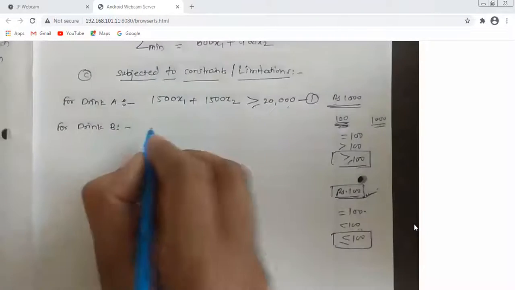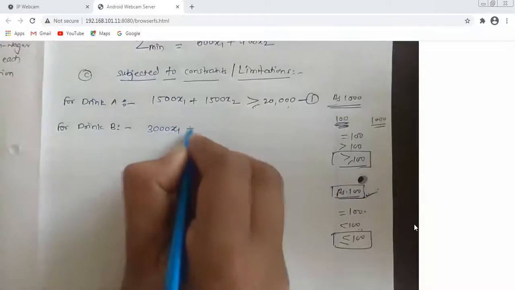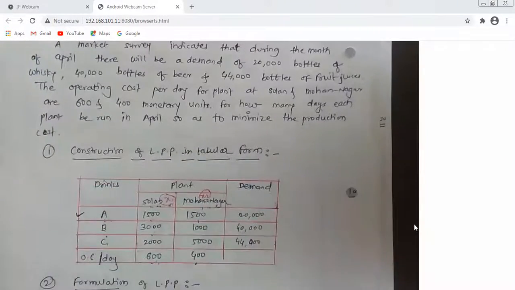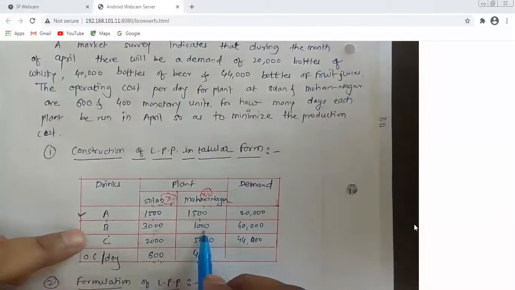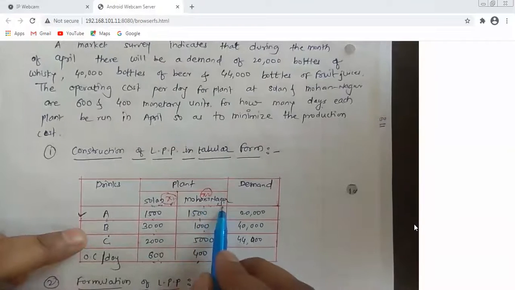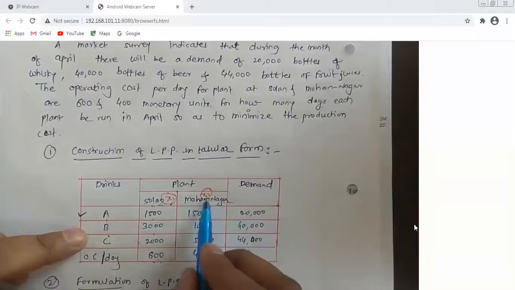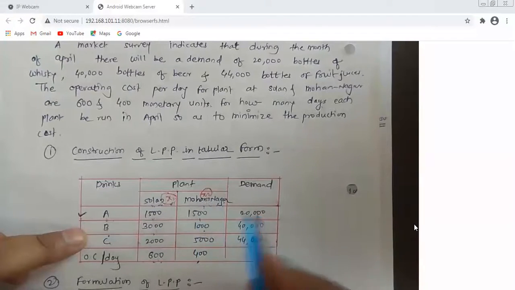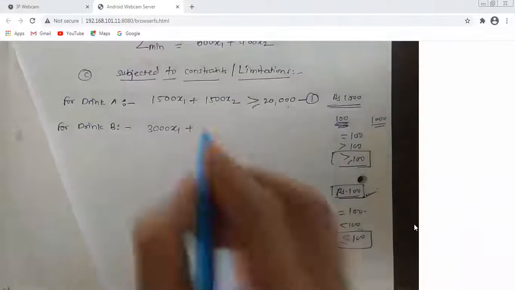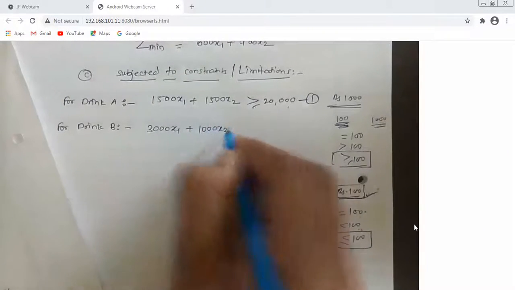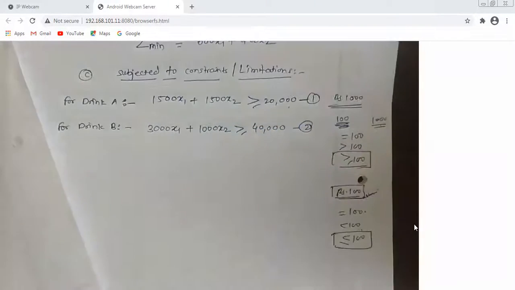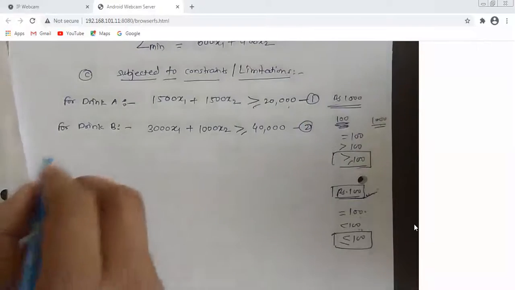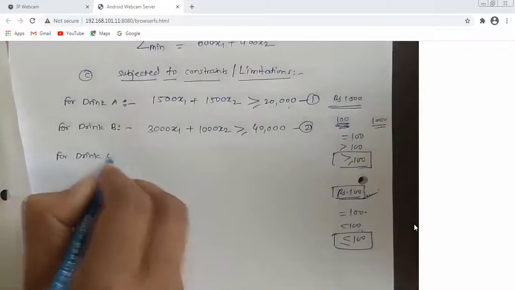3,000 into X1 plus, similarly, at the Mohan Nagar plant the per day capacity of drink B is 1,000, but we have decided the Mohan Nagar plant will run for X2 days. Then what will be the production capacity for X2 days? That is nothing but 1,000 into X2. 1,000 into X2 greater than or equal to 40,000. This will be our equation number 2. Similarly, we have to find it for drink C.